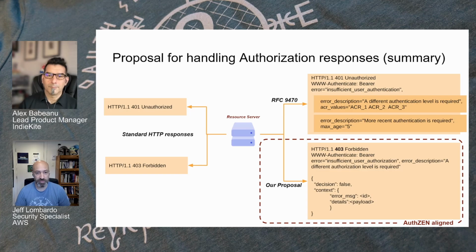RFC 9470 is giving us more details when we get into the 401 use cases. You are unauthorized because your credential is not good enough for that, and you can effectively require a more recent or higher assurance credential. What we are introducing with our proposal is to expand the 403 with the ability to ask for more details.